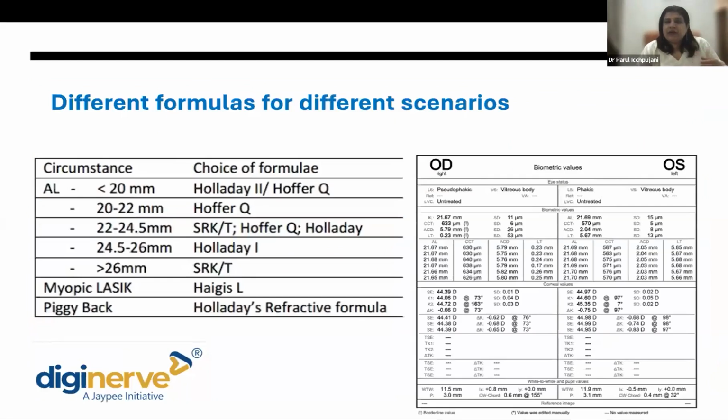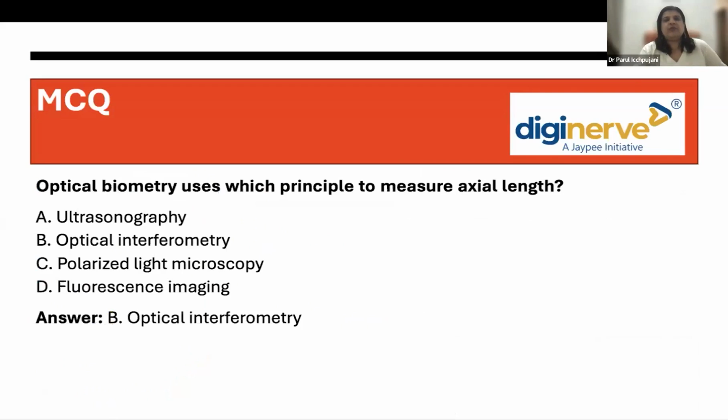There are different formulas for different scenarios, and once all these formulas are fed in, this optical coherence biometer will give you this sort of a printout, and you can figure out if you want to use a toric lens or a multifocal lens. For different lenses also, there are different A constants, and once you feed that, you get different types of IOLs, but I'll not go into details for that because that's a little bit advanced for you.